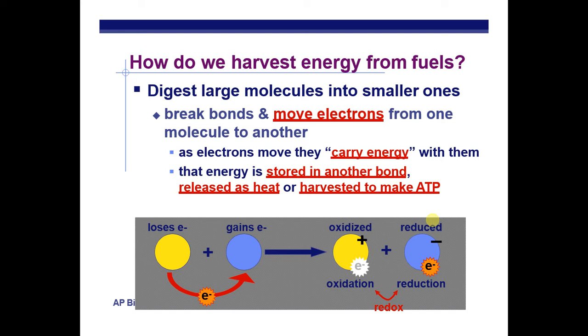But more importantly is the idea that the electrons we remove from bonds in a molecule represent energy, and whatever we're using to gain those electrons is carrying that energy to somewhere we can use it to make ATP.